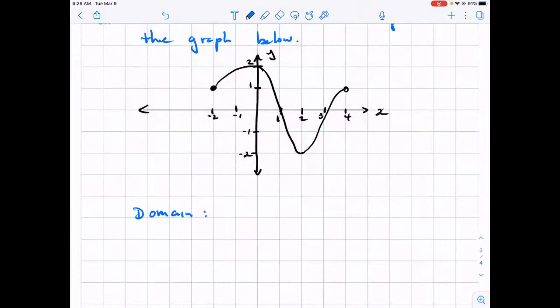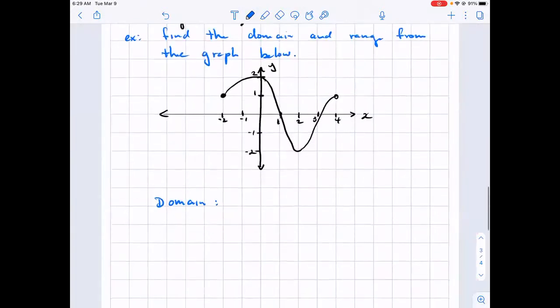Now remember, domain is X values. So on this graph, this X value here will be the first X value. So this graph is going from here all the way to this point here, right? So from here to here. Okay, that's the X value.